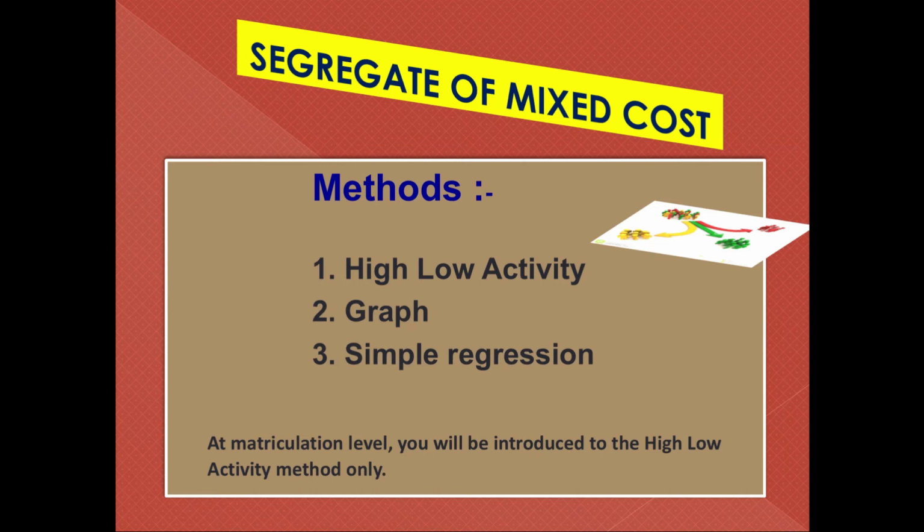How to segregate mixed cost? We can use 3 methods to segregate mixed cost: 1. High-low activity. 2. Graph. 3. Simple regression. At matriculation level, you will be introduced to the high-low activity method only.